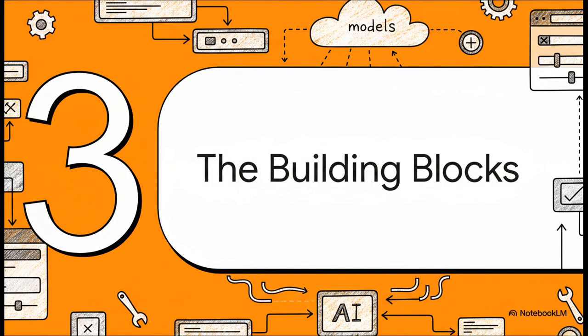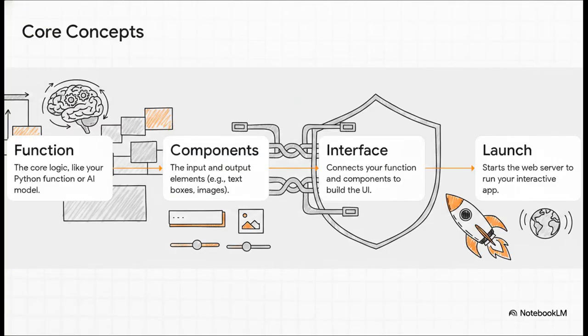Okay, that seems almost too easy, right? So how does it actually work under the hood? Let's break down the basic building blocks. It really just boils down to 4 key ideas. First, you have your function. That's the brain of the operation, whether it's a huge AI model or our simple number adder. Then you define the components, the text boxes, sliders, or image uploads the user will play with. The interface is the glue that connects your function to those components. And finally, you launch it, which starts up the web server and brings your app to life.